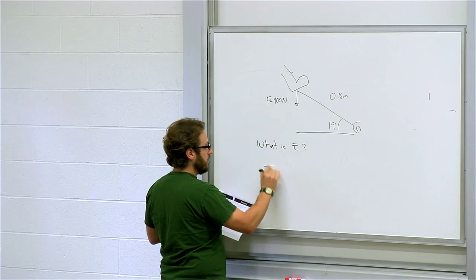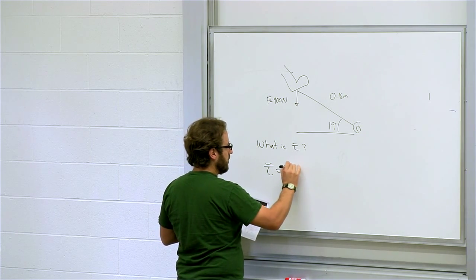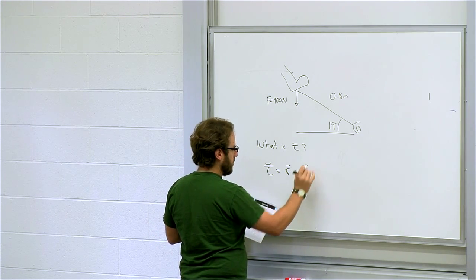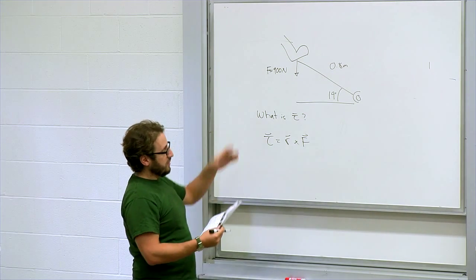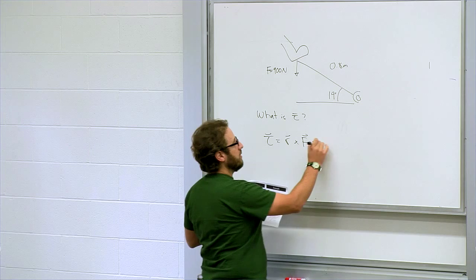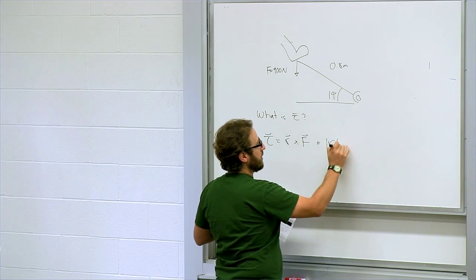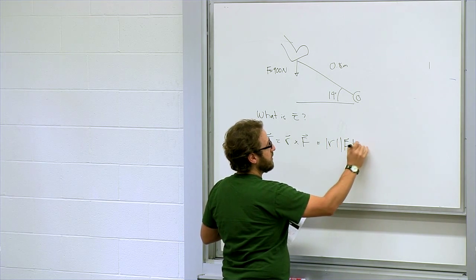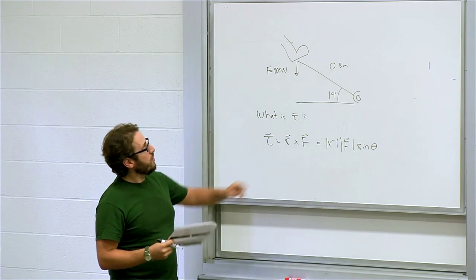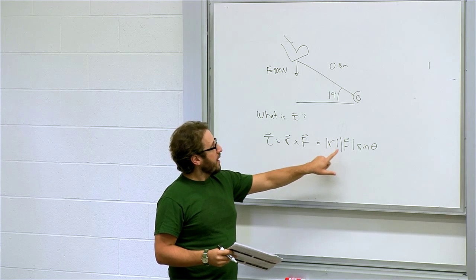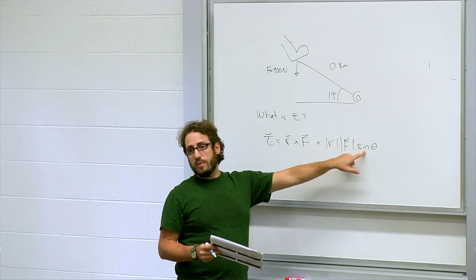Okay, well, torque is R cross F, right? So we're just interested in the magnitude of the torque. We can say this is magnitude of R, magnitude of F, times sine of theta. So I know what this is. It's 0.8 meters. I know what this is. It's 900 newtons. What about this one? What's theta?